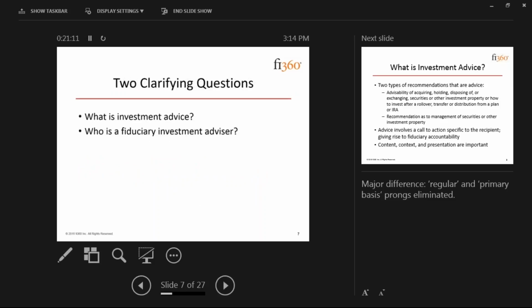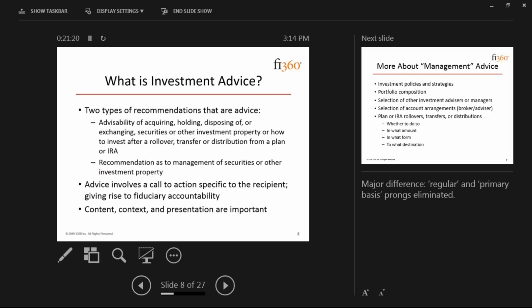Okay, so that's a definition of fiduciary. Now that leads to 2 clarifying questions. So what is investment advice, and who is an investment fiduciary advisor? With respect to the advice, the rule talks about 2 types of recommendations that would be considered advice. And the first one, advising on acquiring, holding, disposing of, or exchanging securities or other investment property, so advice on making specific investment decisions, or the whole rollover scenario, rolling over or transferring or distributing from a plan or an IRA to some other vehicle.